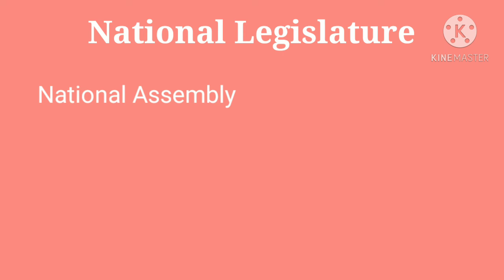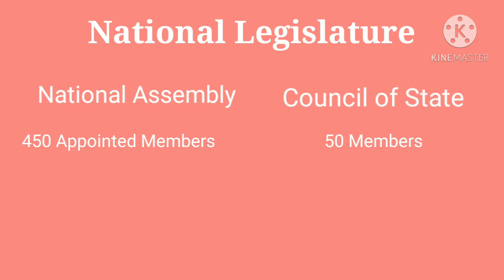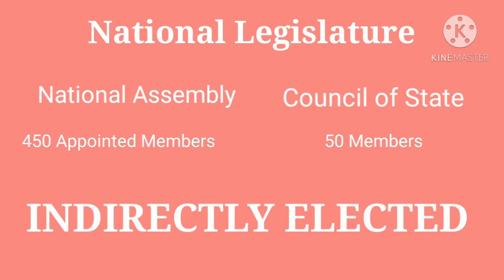The National Assembly consisted of 450 appointed members who represent the government, former rebels, and other opposition political parties. The Council of State had 50 members who were indirectly elected by state legislatures. All members of the national legislature serve a 6-year term.